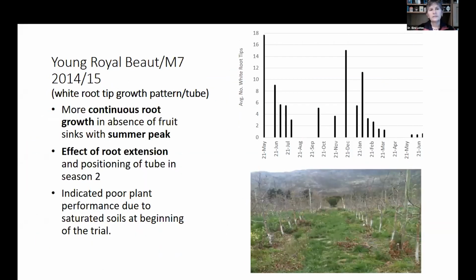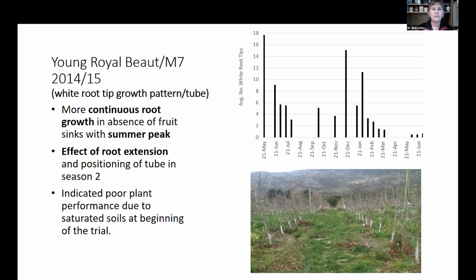Then we moved to young trees in an area close by, and we wanted to confirm that the same growth pattern was followed in young trees. But in this case, it was not exactly the same. We saw a more continuous root growth because there's an absence of fruit, so that sink wasn't there. And we also find, in this case, in the graph, it shows a little bit more than 1 season, and you can see it's still bimodal, but the growth continued a bit longer, and it looked like the summer peak was a bit higher than the winter peak.